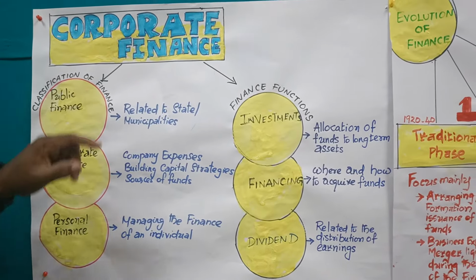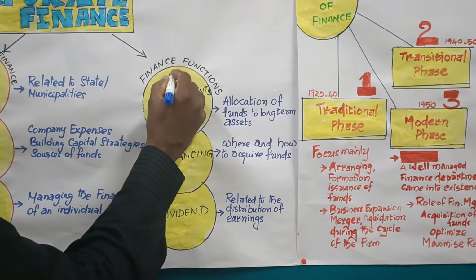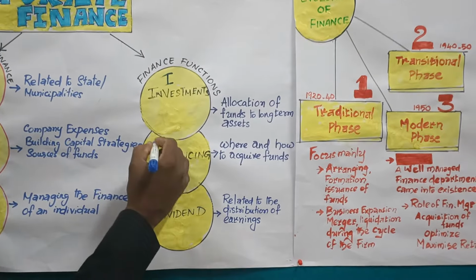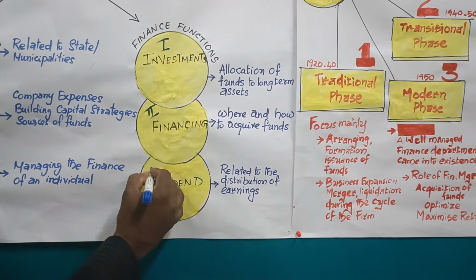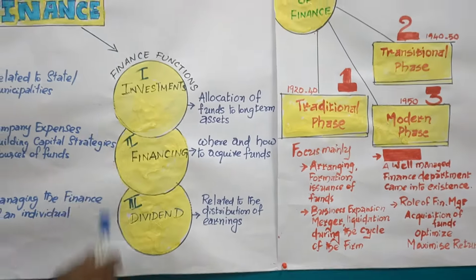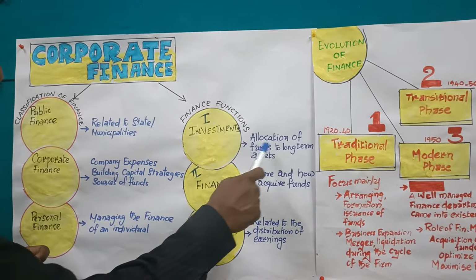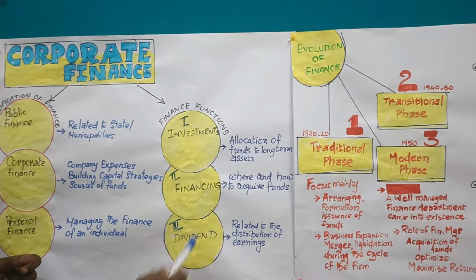But when you come to the finance functions, they are classified into three categories. One is the investment decision, the second one is financing, and the third one comes under dividend decisions. When you say investments, wherever you obtain the funds from, you'll be allocating the funds to long-term assets.